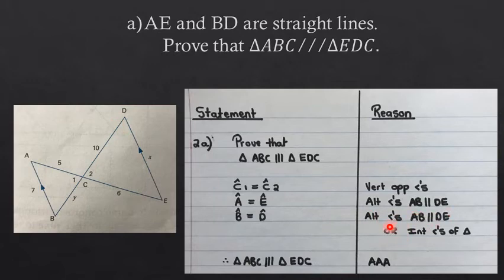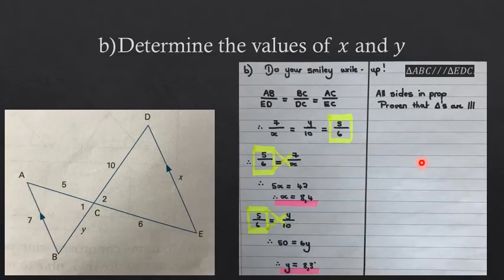Or you could have actually said, but listen, I've proven 2 already. The third one will automatically be the same, or you could have just used the interior angles of a triangle to prove that the third one will automatically be the same. Thus, triangle ABC is similar to triangle EDC, and why? That is angle, angle, angle. Let's have a look at B, and then we're done.